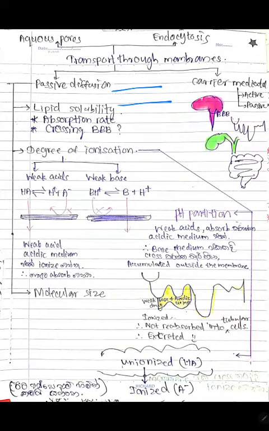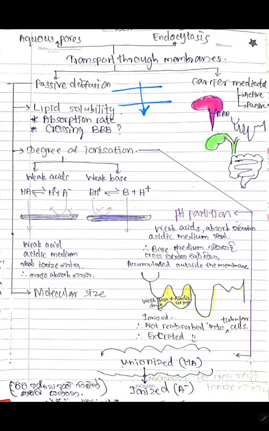In passive diffusion, the drug crosses the cell membrane through the lipid bilayer. There are three factors that affect the diffusion. This always occurs along a concentration gradient. The factors that affect passive diffusion are lipid solubility, degree of ionization, and molecular size. First, the lipid solubility.